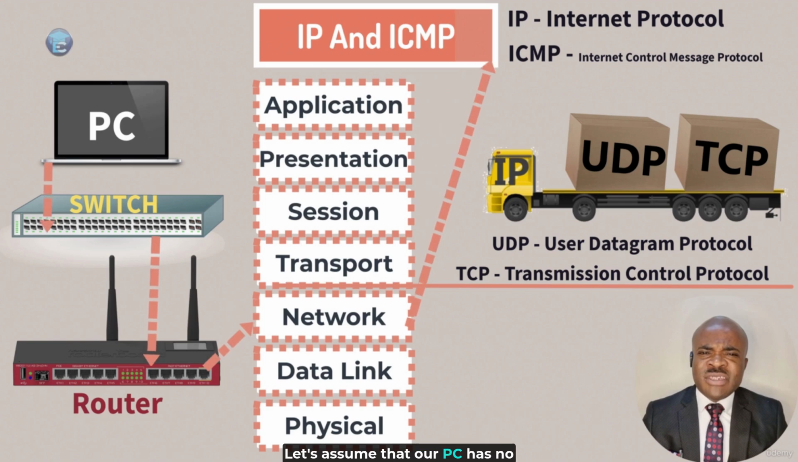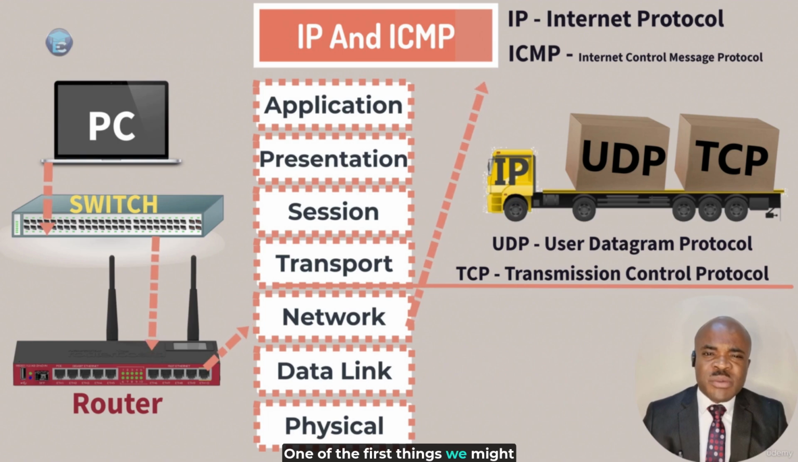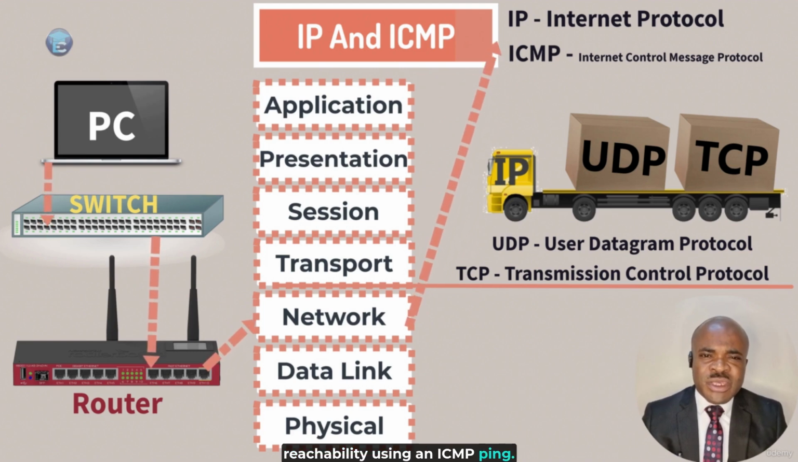Let's assume that our PC has no internet connectivity for some reason. We open our browser, nothing seems to be loading, we can't get out to any websites. One of the first things we might want to troubleshoot is to attempt to reach our default gateway. In this topology, that would be our router, and we would try and test that reachability using an ICMP ping. The router gets us out to the internet, so it is acting as our default gateway.